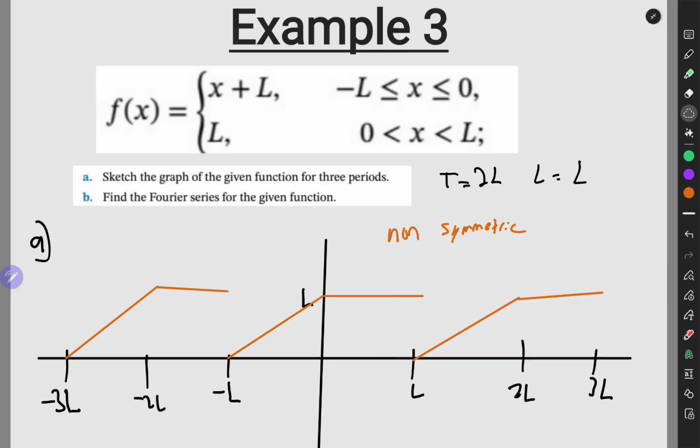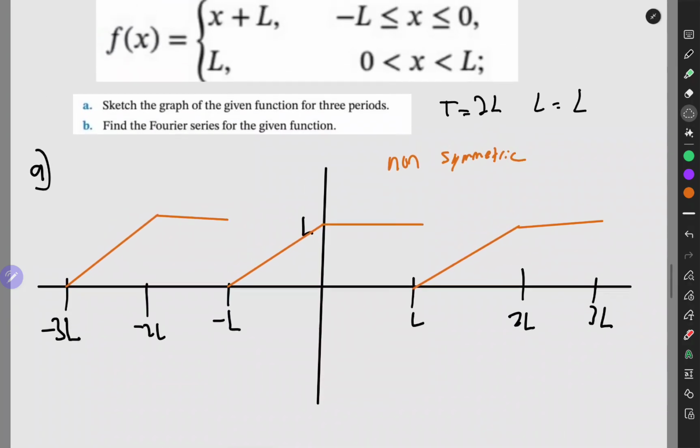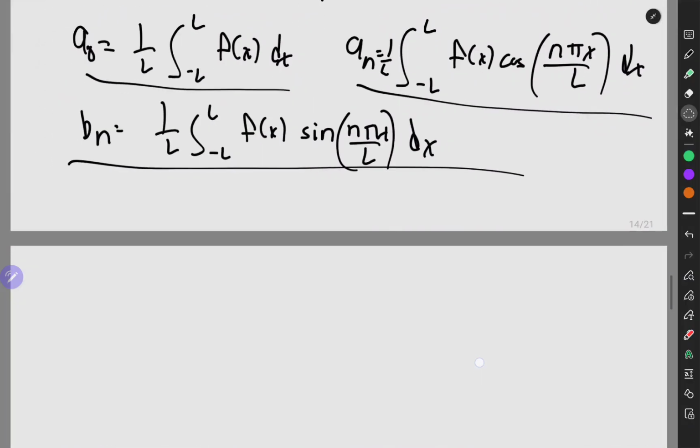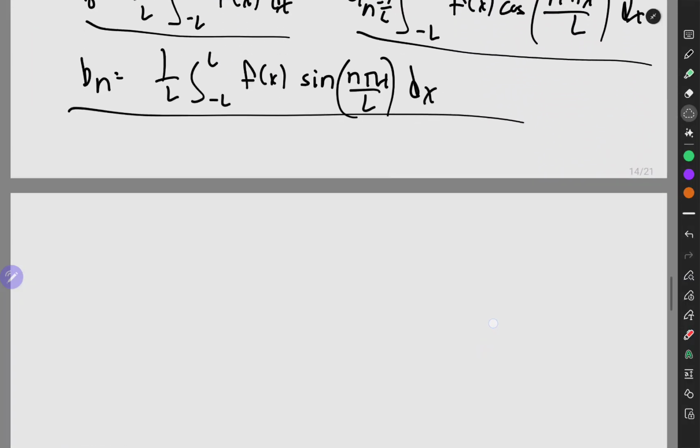You can check this graph if you want to. It's just like the last one if you want it for reference, except it's with L instead of pi, and it's shifted up 1. That's all. So now let's take a look at part B. We're going to solve for the variables.